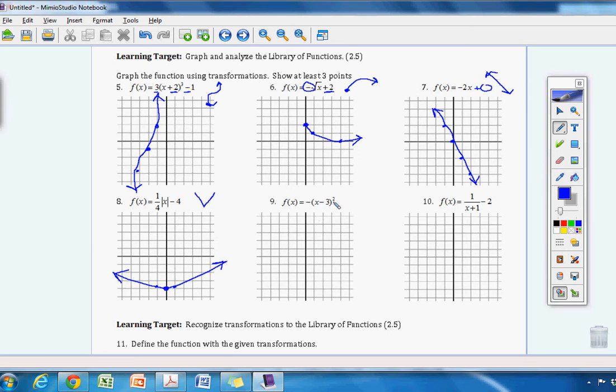From 9, I have a parabola, but it's going to be flipped, and I'm going to move right. So I'm going to go right 1, 2, 3. Sorry. And then I'm going to go down 1 over 1, both sides, and make my U.